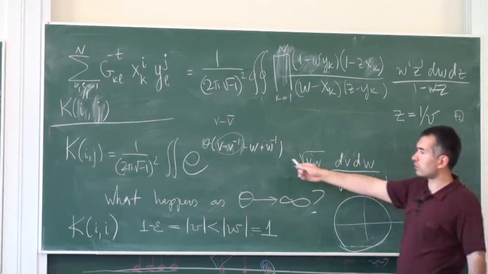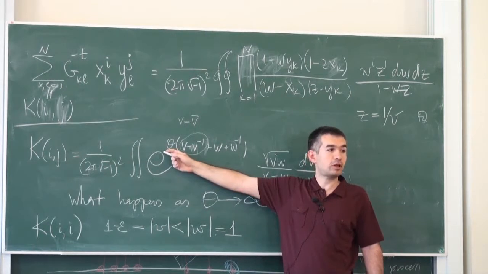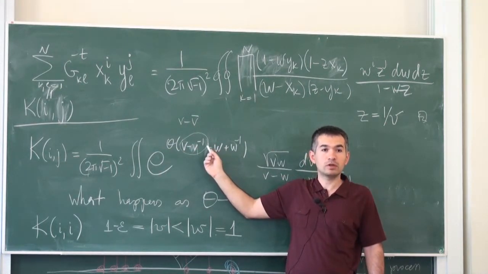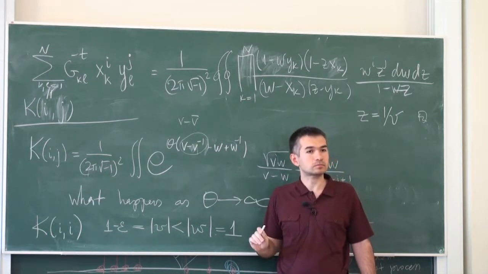So we have a highly oscillatory integral. We have e to a large number times a very oscillatory object. Now, the good thing about it is that this object has absolute value 1.